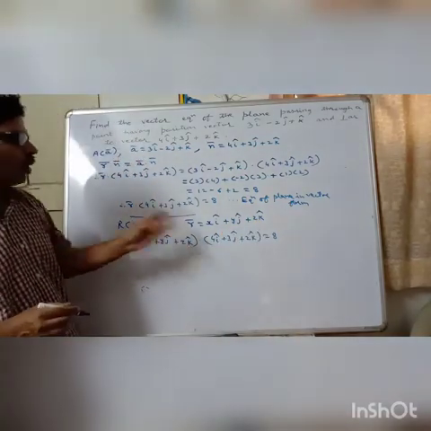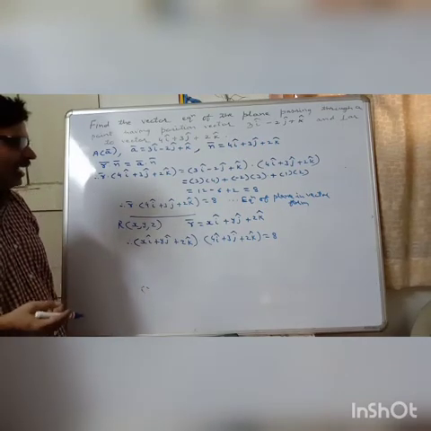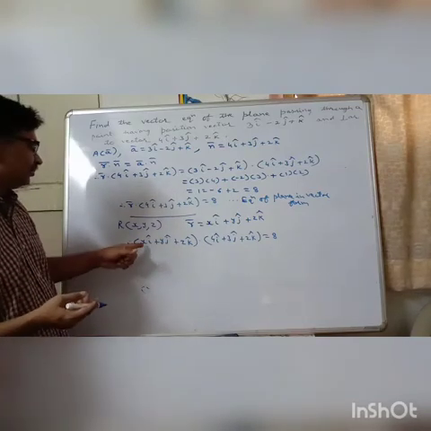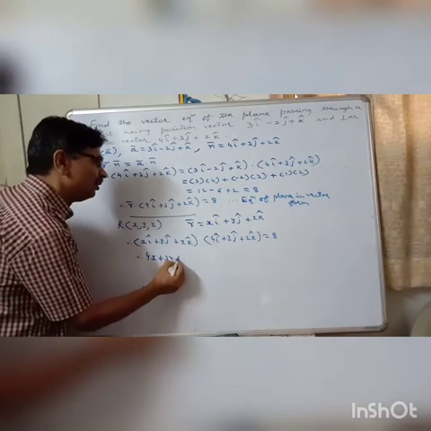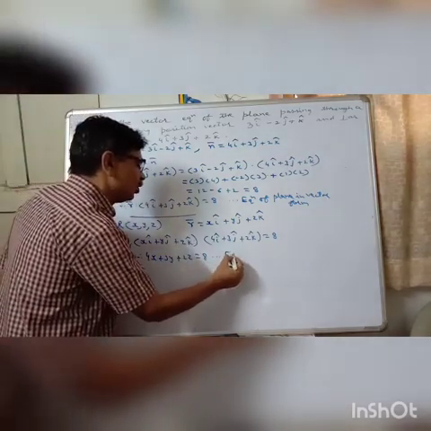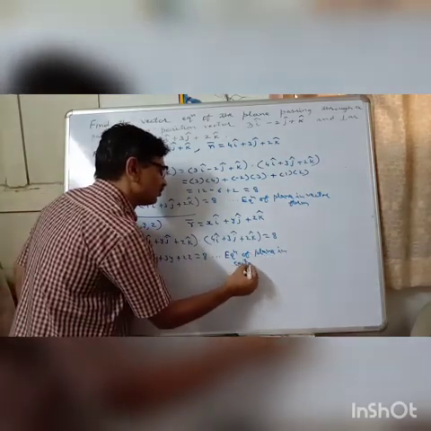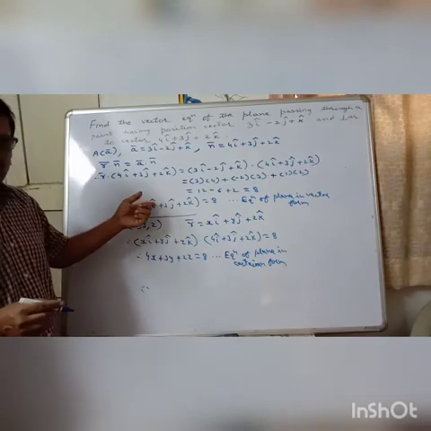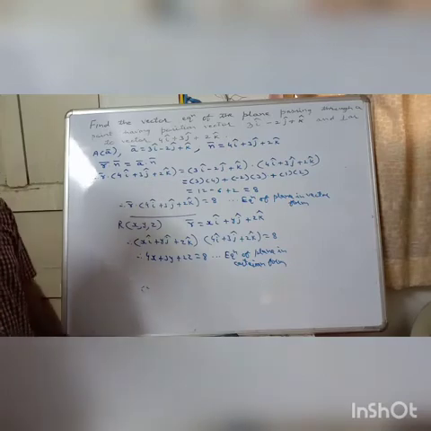On LHS, dot product of two vector quantities, and dot product of two vectors is a scalar quantity. Find sum of product of coefficients of i, j, k. X into 4, 4x plus 3y plus 2z equal to 8. This is equation of plane in Cartesian form. So equation of plane from vector form can be converted into Cartesian form, and Cartesian form can be converted into vector form.